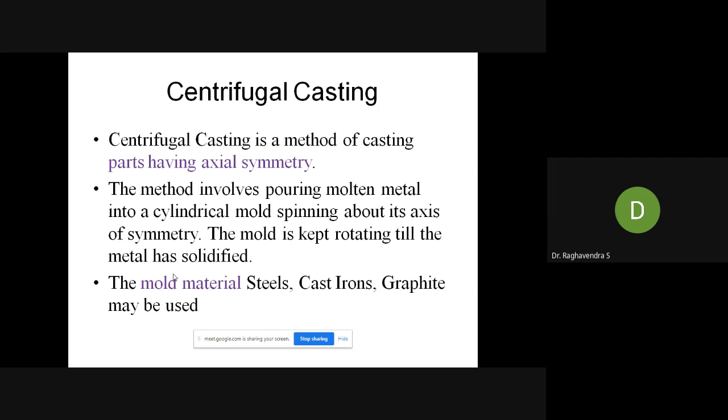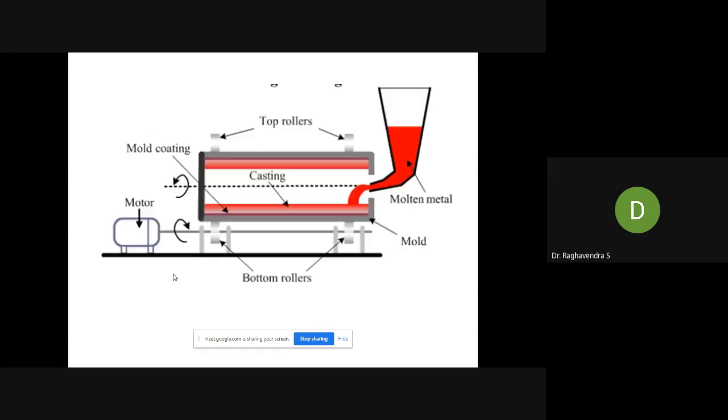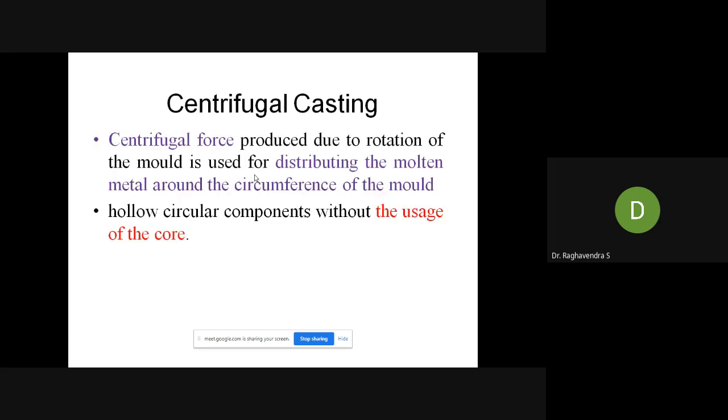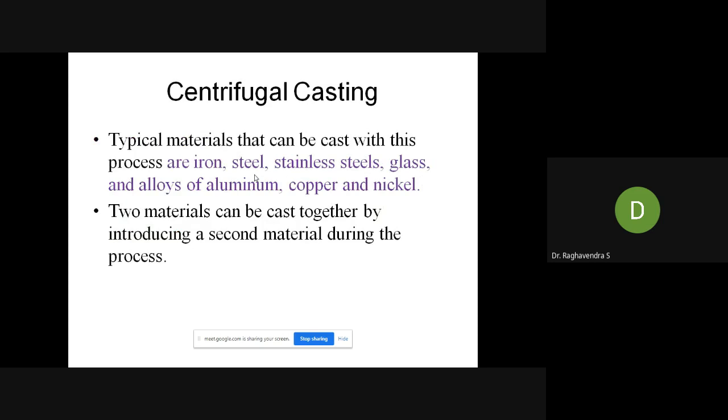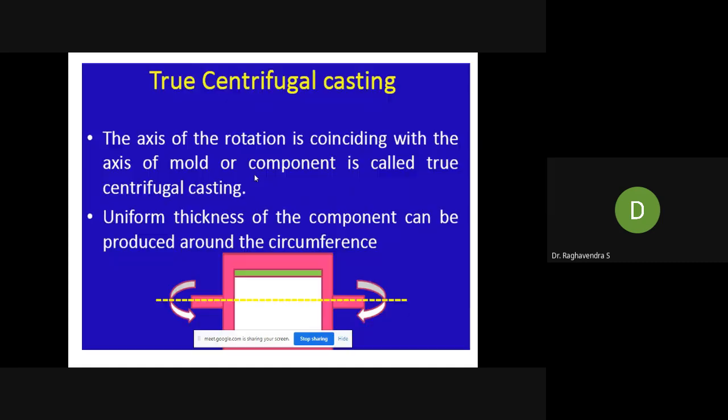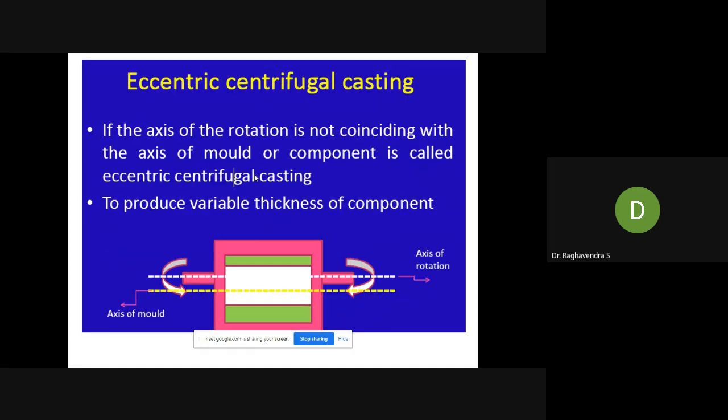Centrifugal casting. I told you an example, a good example is the railway wheel, where you pour the molten metal inside this container and you rotate it at very high speed. What happens? Because of the rotation and centrifugal action, the metal settles all around the circumference. Then after solidification, we get the cast wheels. Steel, iron, stainless steel, alloys, aluminum, copper, all these materials they use. So this is how they make it.